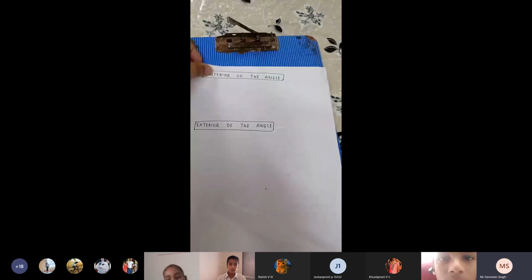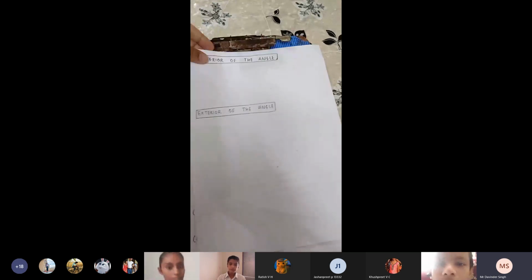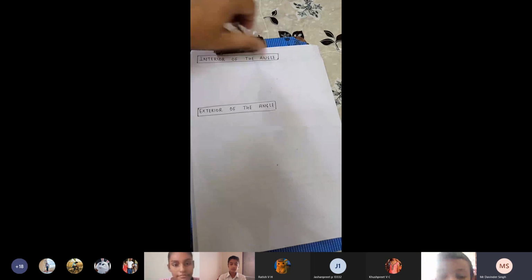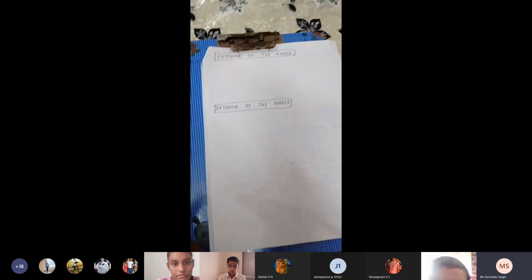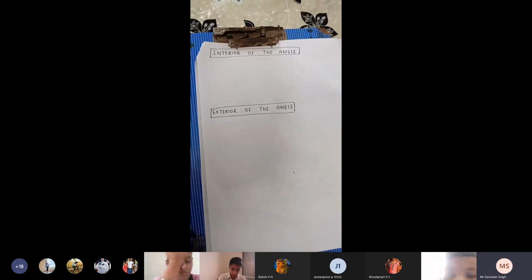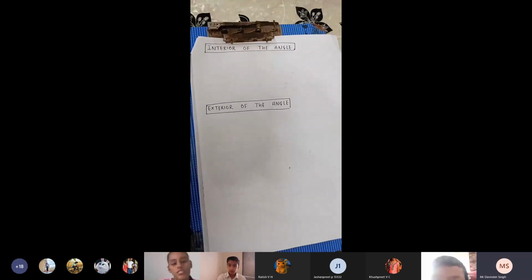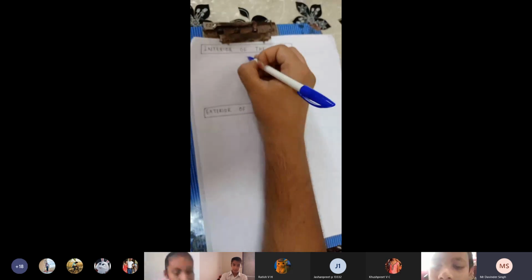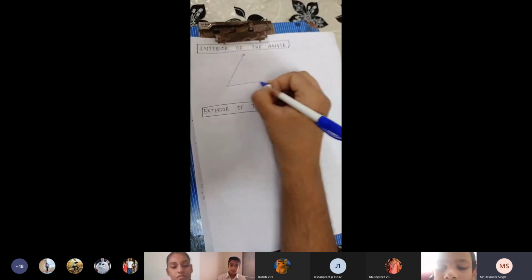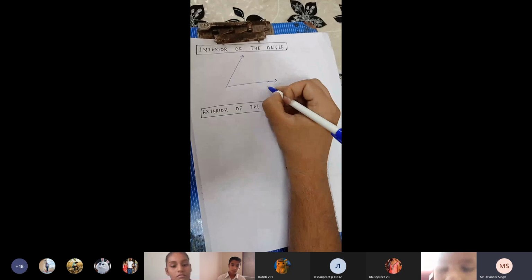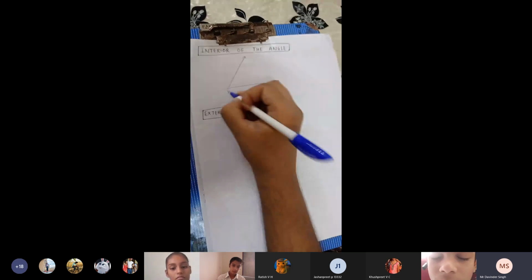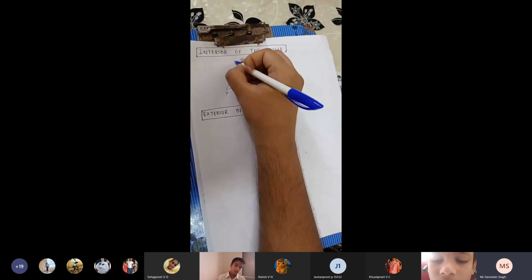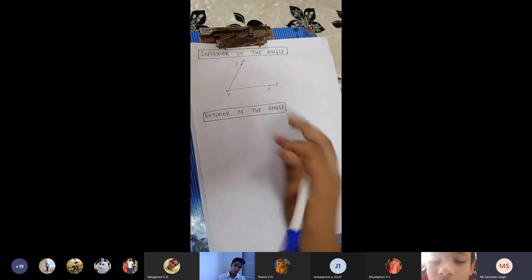Okay, so now we have the interior of the angle and the exterior of the angle. So what is the interior of the angle? Interior means inside, and exterior means outside. So now if we have an angle like this, suppose we have X, Y, Z. You can name it by any points. Okay. So this is an angle.